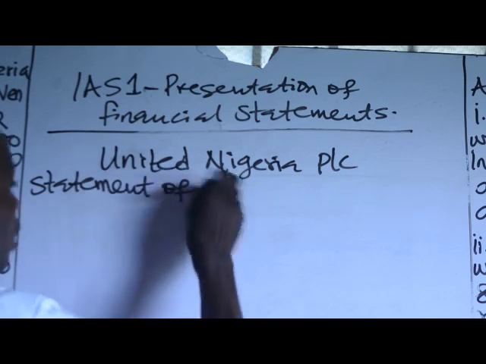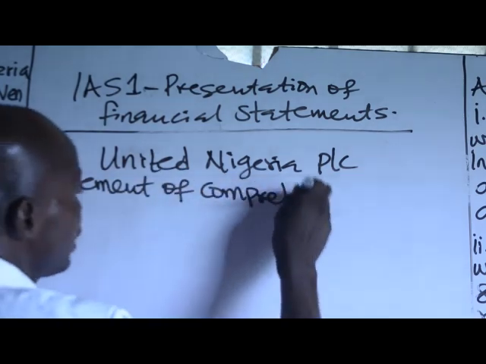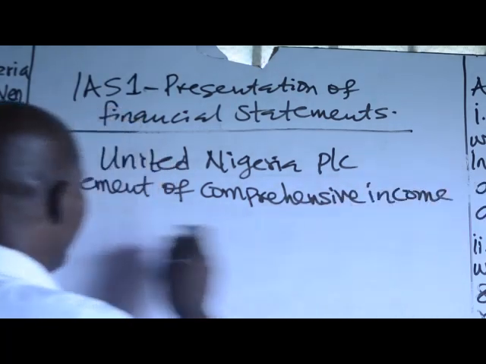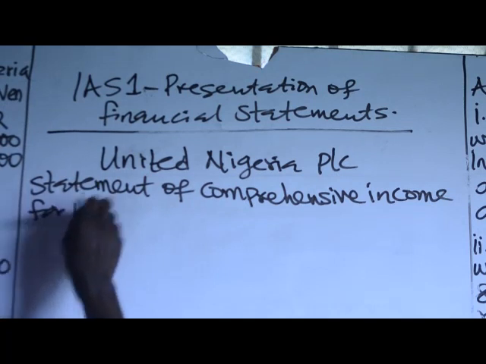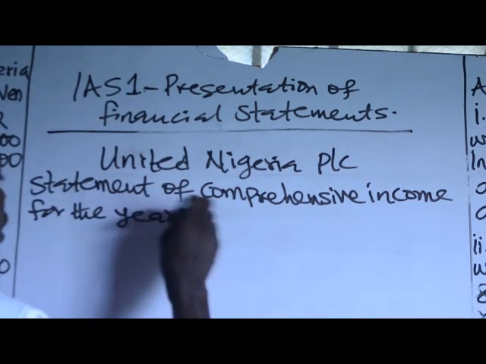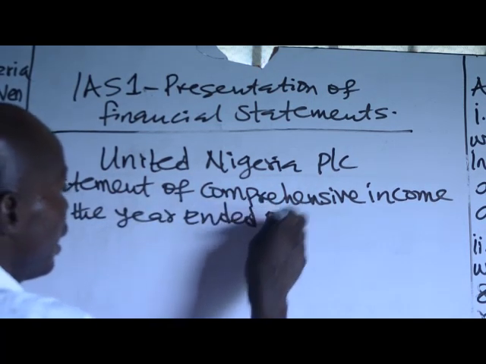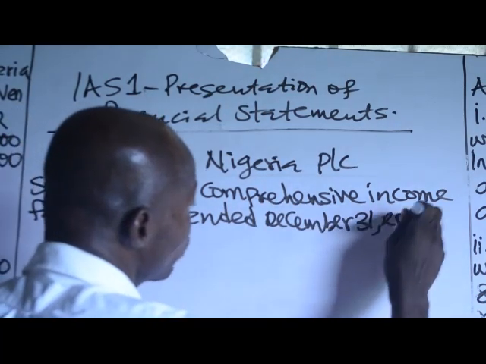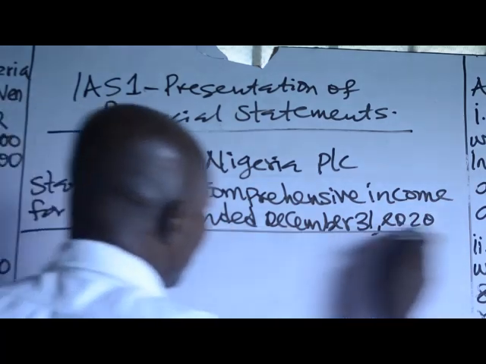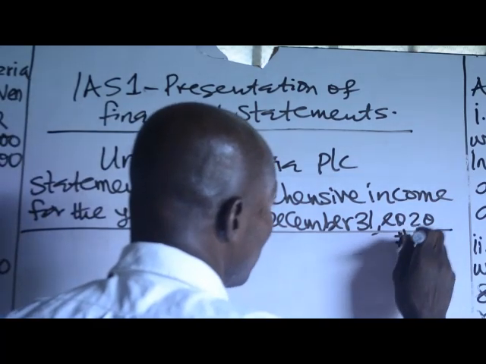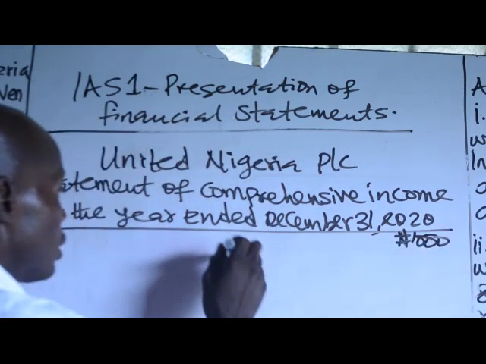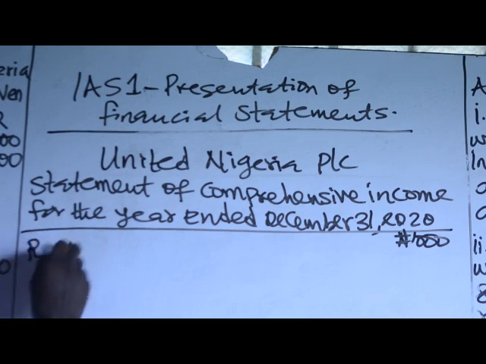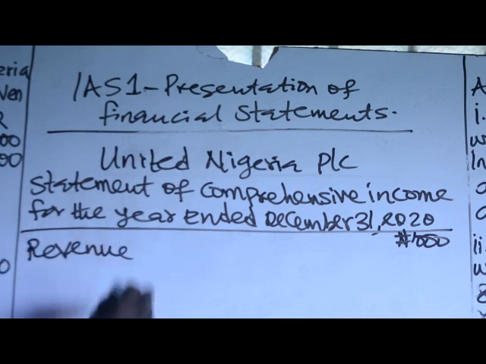Now we have the statement of comprehensive income for the year ended December 31st, 2020. So, that is the question. All amounts are in thousands. So the first item is revenue. The first item should be revenue.